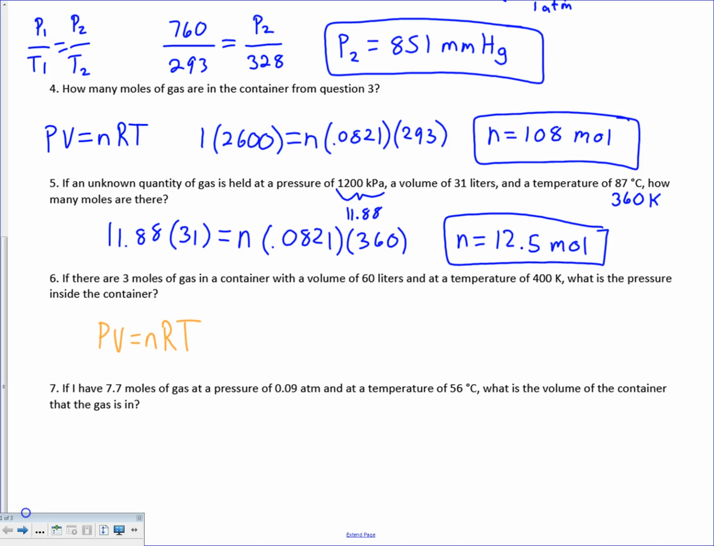All right, we need to plug things in. Pressure is what we're trying to find. Volume, 60 liters. N, 3 moles. R, 0.0821. And then we'll have the temperature of 400 Kelvin. And everything on this one is just nicely in the correct unit. So that was good on this one. We solve for P. We get P equals 1.64. And since we use PV equals nRT, the units that come out of that for pressure are atmospheres.